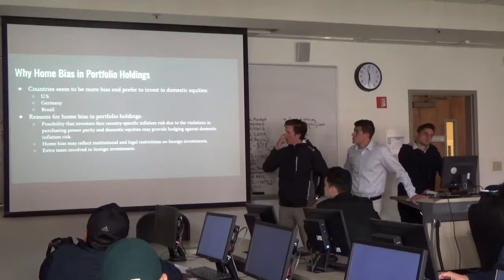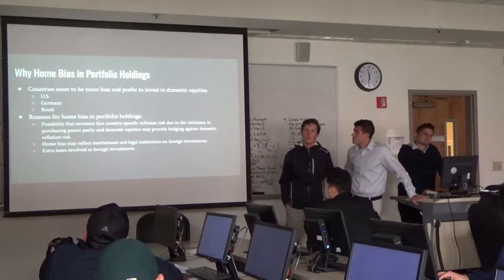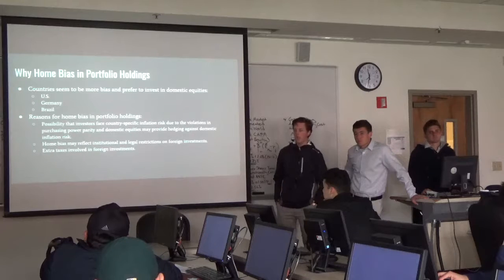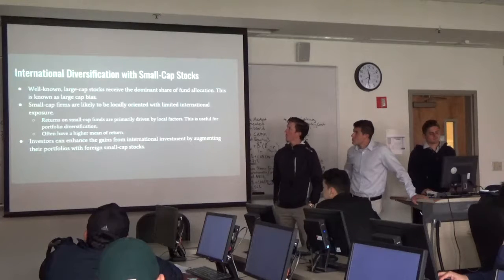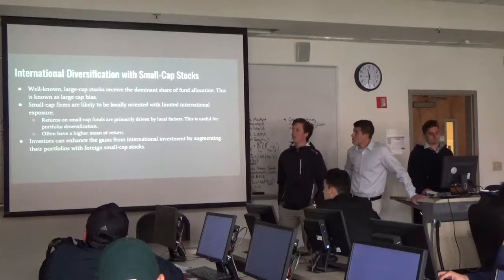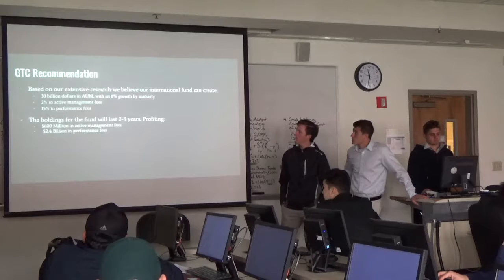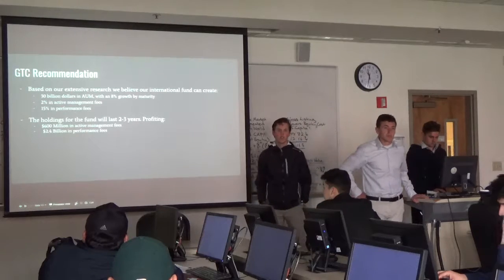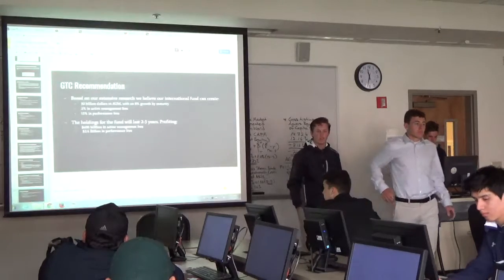And then what I would do is just get rid of the Y, and I would just say home bias in portfolio holdings. So basically we're disclosing to our clients that there's an inherent bias here. Okay, so we're disclosing. And then I would do international diversification, colon, take out the with and just say small cap stocks. Okay. And then the GTC recommendation, you know what to do. Definitely. Alright, so that's what I would do, to make it a little bit more powerful.